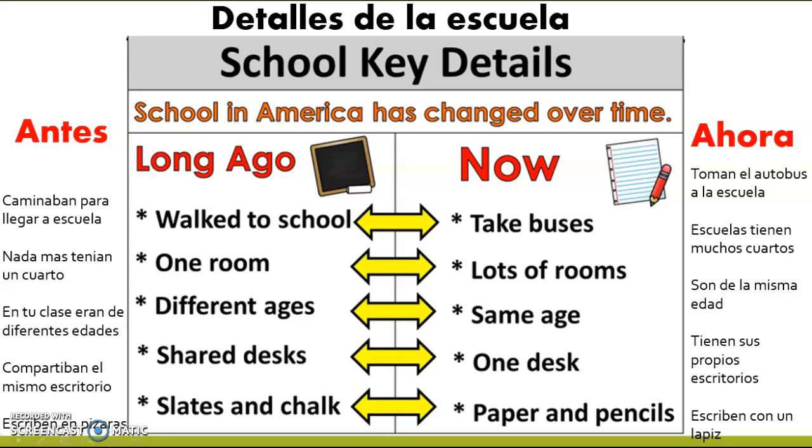Long ago, students were different ages in one classroom. Now, all the students are the same age in their own classroom. Antes, en tu clase eran de diferentes edades. Ahora son de la misma edad. Long ago, students shared desks. Now, students have one desk. Antes, compartían el mismo escritorio. Ahora tienen sus propios escritorios. Long ago, students wrote on slates and used chalk. Now, students use paper and pencils. Antes escriben en pizarras, ahora escriben con un lápiz.